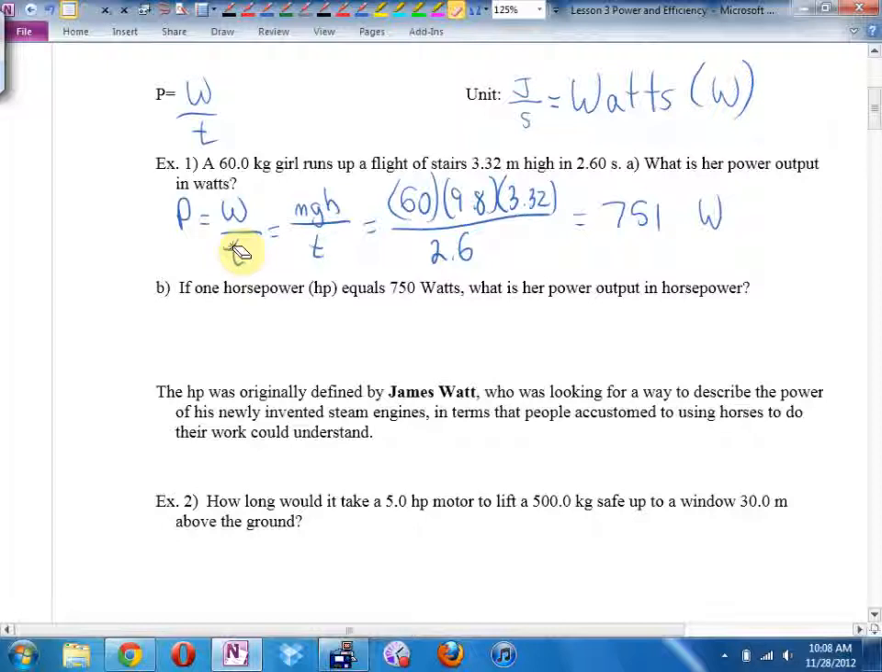Okay, if you run stairs faster, how do you feel? When we talk about tiredness, we shouldn't use the word work. When you say I'm working hard, really we should say I'm powering hard. Power is what makes you tired, Sydney. Work isn't what makes you tired. It's how fast you do the work that makes you tired.